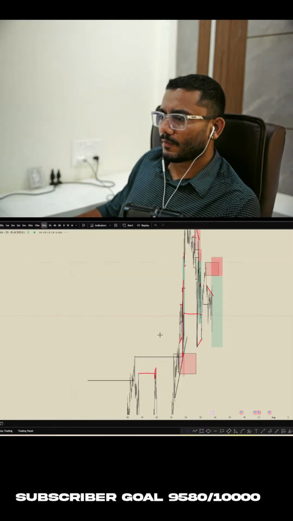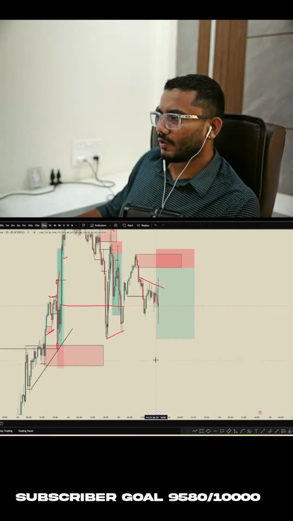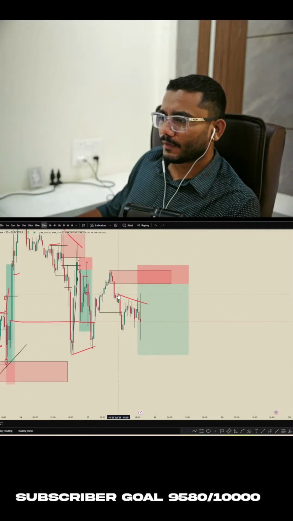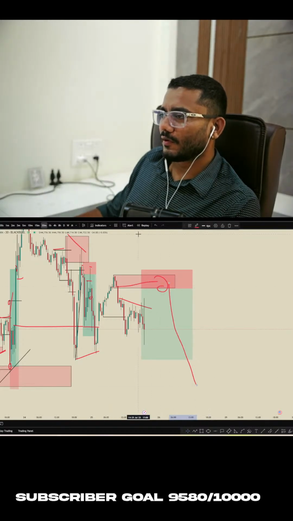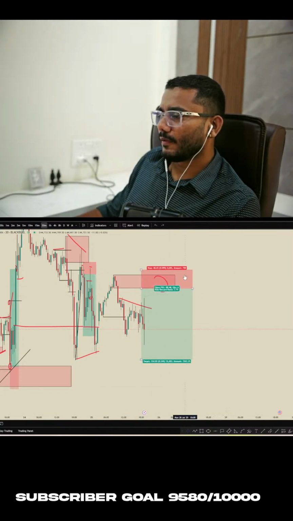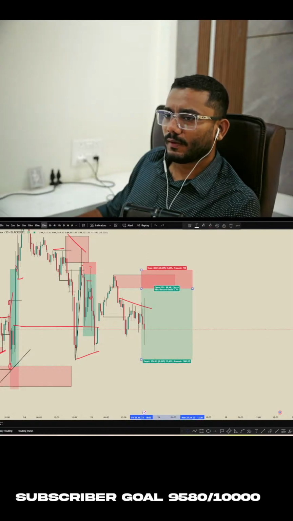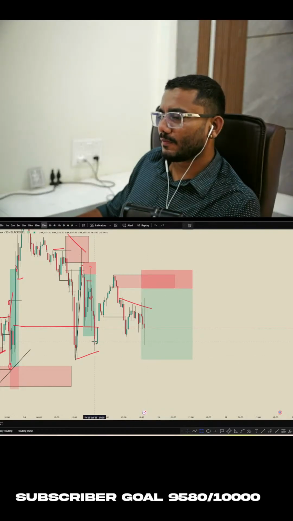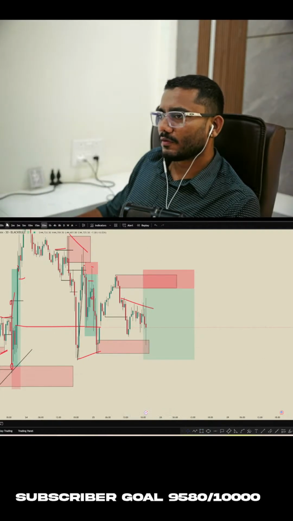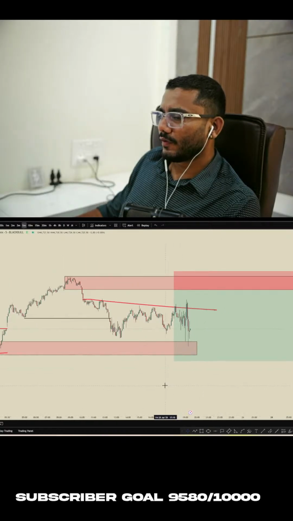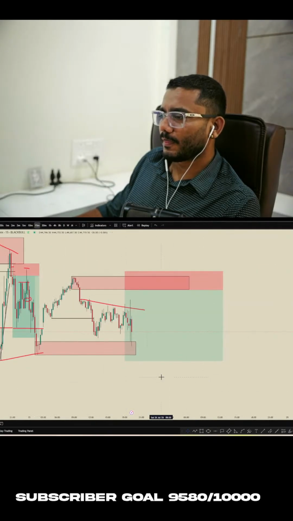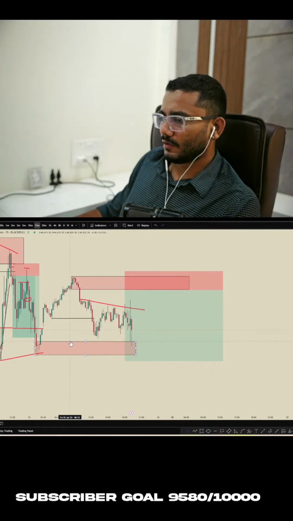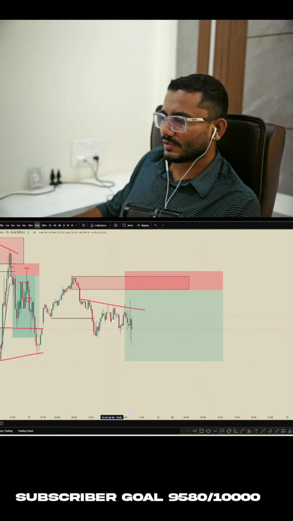On US 30, you can see price swept this liquidity here, but I was waiting for price to tap this area, and then we could have looked for a sell side entry. But right now, price is reacting from this order block. So we can expect a bullish move to the upside, and it should sweep this previous high. Let's see. If this breaks, then we can use this wick as POI.